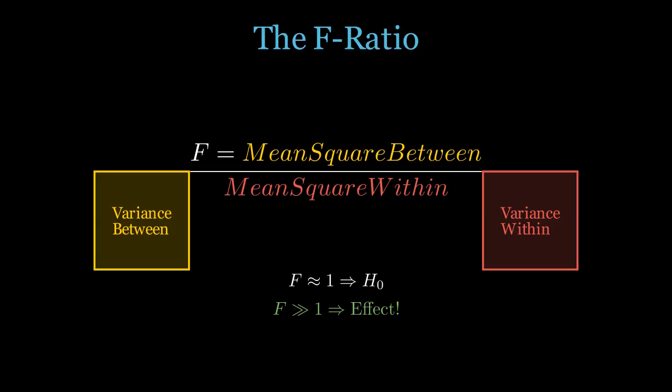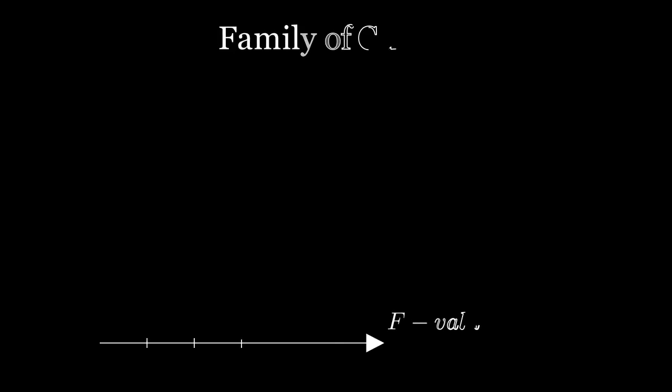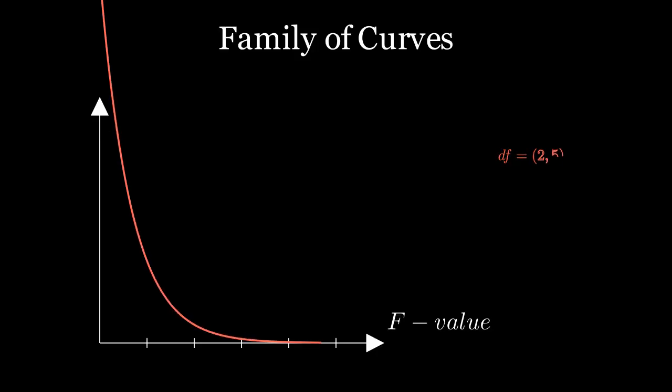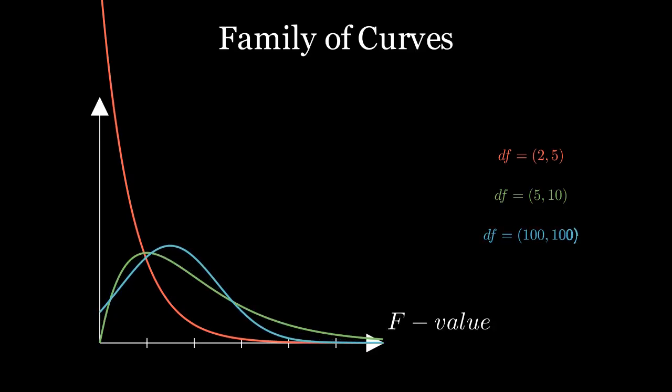The F-distribution is unique because it is not a single curve, but a family of curves defined by two distinct degrees of freedom. Unlike the Z-distribution or the T-distribution, the F-distribution is non-negative, starting at 0, and is typically skewed to the right. As the degrees of freedom increase, the distribution begins to look more like a normal curve, reflecting the law of large numbers.